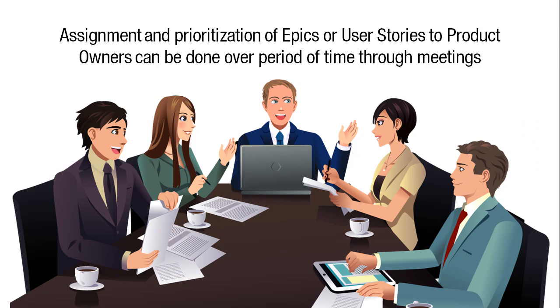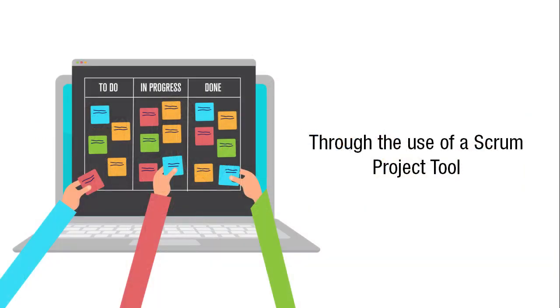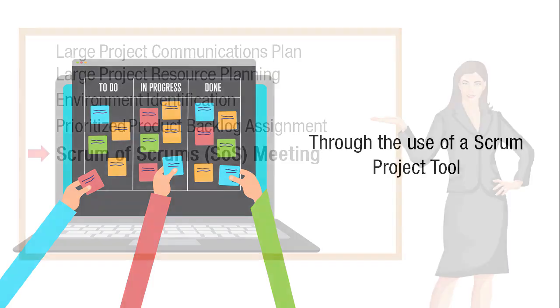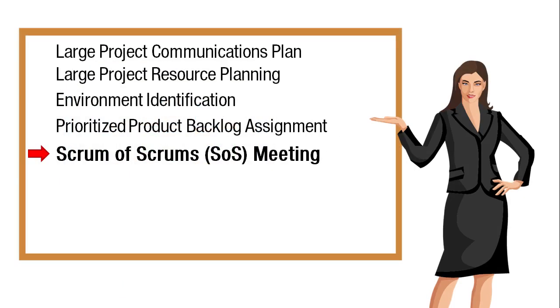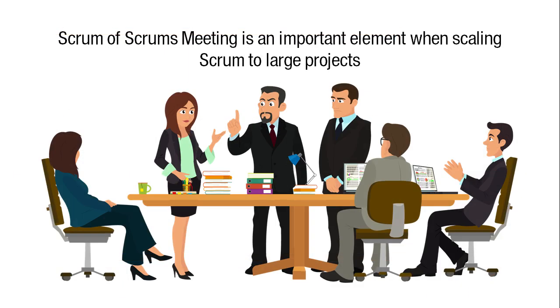The assignment and prioritization of epics or user stories to product owners can be done over a period of time through meetings and, if possible, through the use of a Scrum project tool. Scrum of Scrums meeting is the next tool. A Scrum of Scrums meeting is an important element when scaling Scrum to large projects.